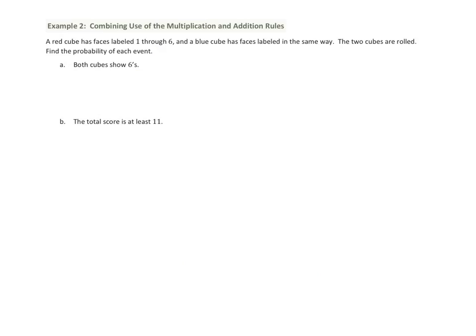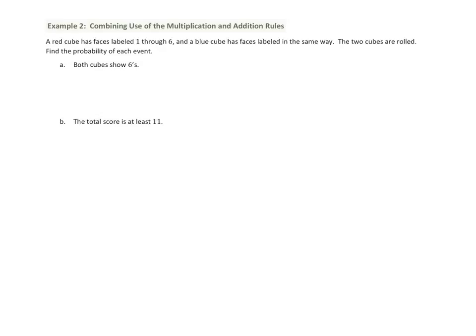In our next example, we're going to combine both the multiplication and addition rules. So here we have a red cube labeled 1 through 6 and a blue cube labeled in the same way. The two cubes are rolled. Find the probability of each event. So it says both cubes are 6s. Okay, now notice it didn't say "and" or "or", so we've got to be smart enough to put it in our own lingo.